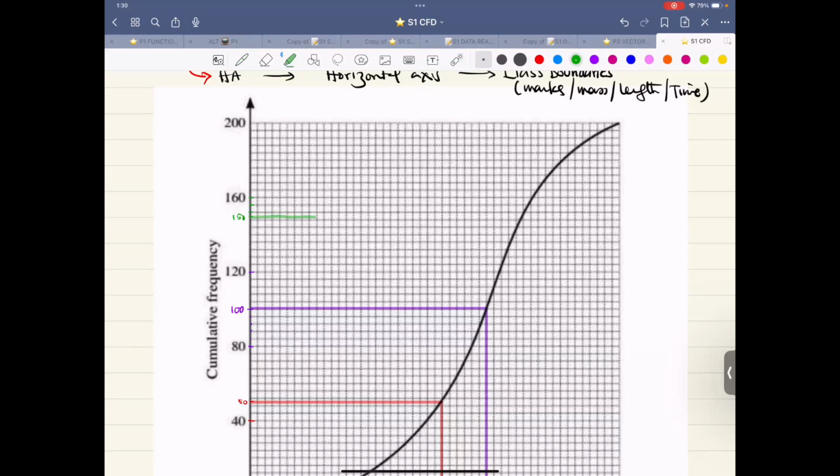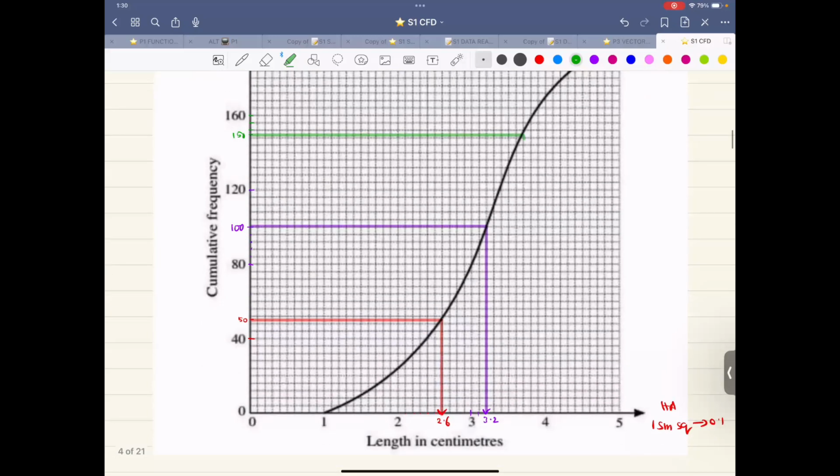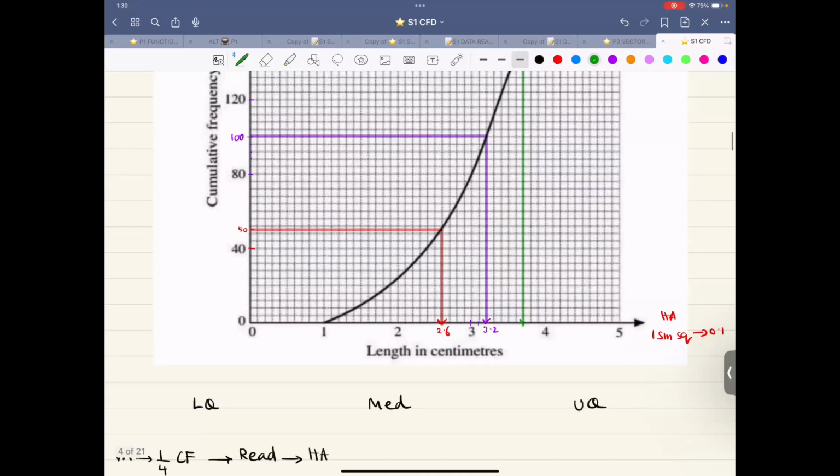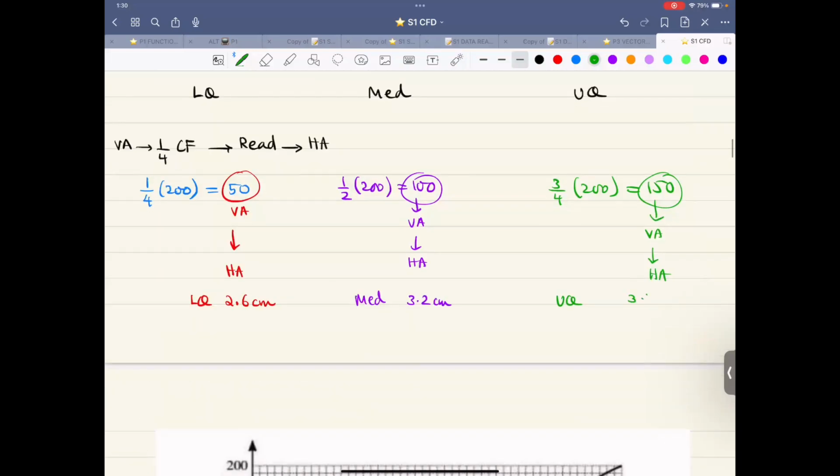So let me go to 150, touch the graph, read off the value, and of course, they take into consideration the human error thing. So this is 4, this is 3.9, 3.8, 3.7. So therefore, upper quartile is 3.7 centimeters.